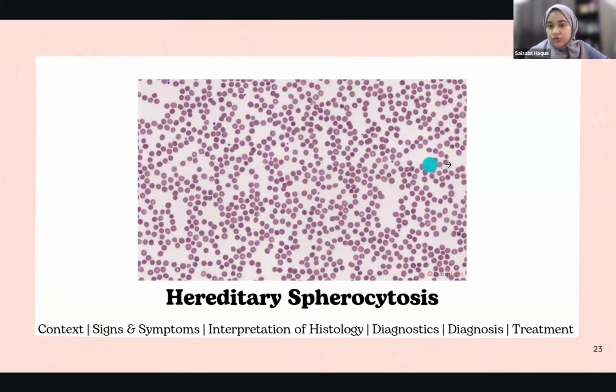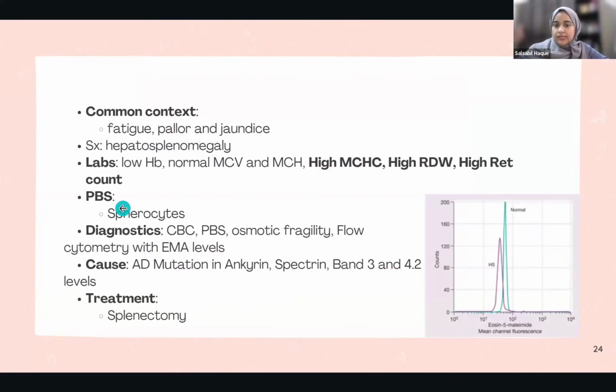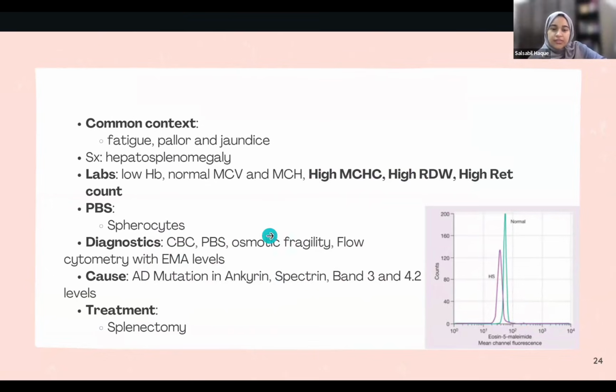Okay, another test you do is called flow cytometry. So you flow the cells and you measure EMA levels. So EMA levels are normally present with normal skeletal proteins. However, in hereditary spherocytosis, EMA levels are going to be low. And this is the main diagnostic test seen in hereditary spherocytosis. Osmotic fragility is not done so much anymore. It's mainly the flow cytometry that is done.